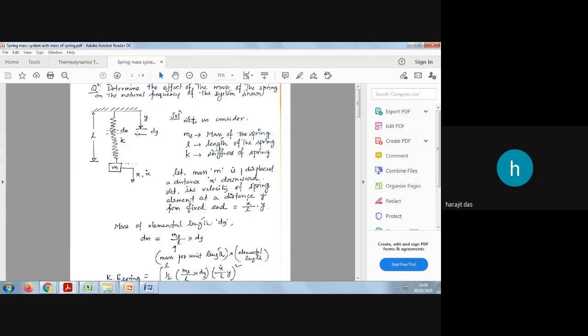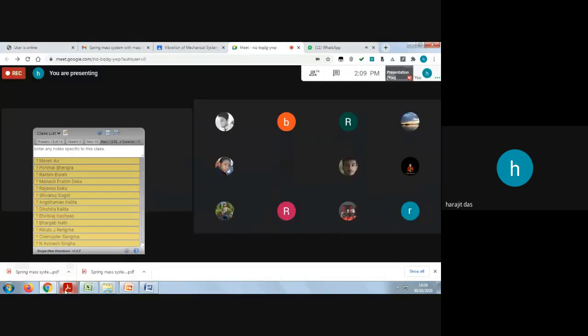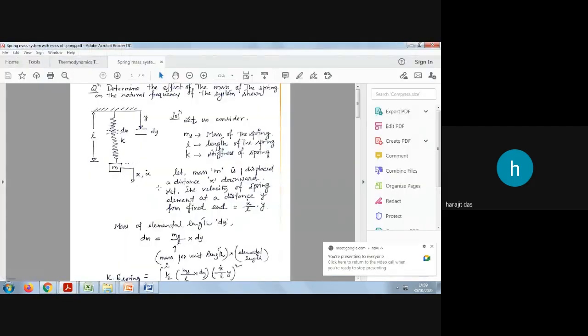Now you have to calculate the mass. What will be the elemental mass of this spring? The total mass of the spring is ms. So for this elemental length, the mass dm will be ms by L, because this is the mass per unit length.